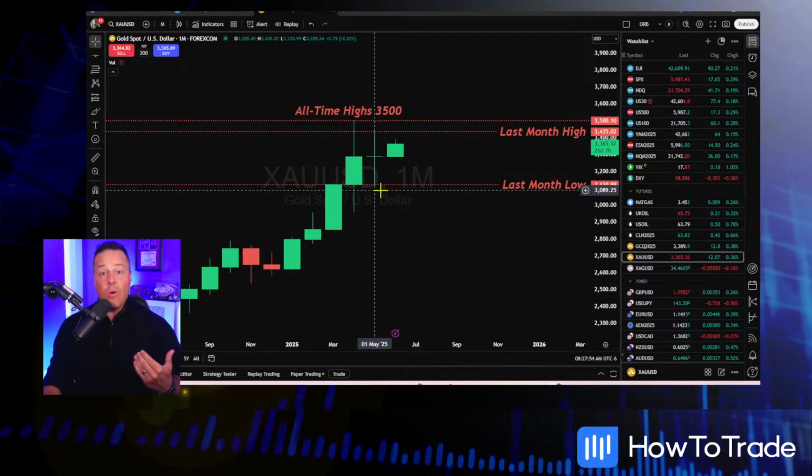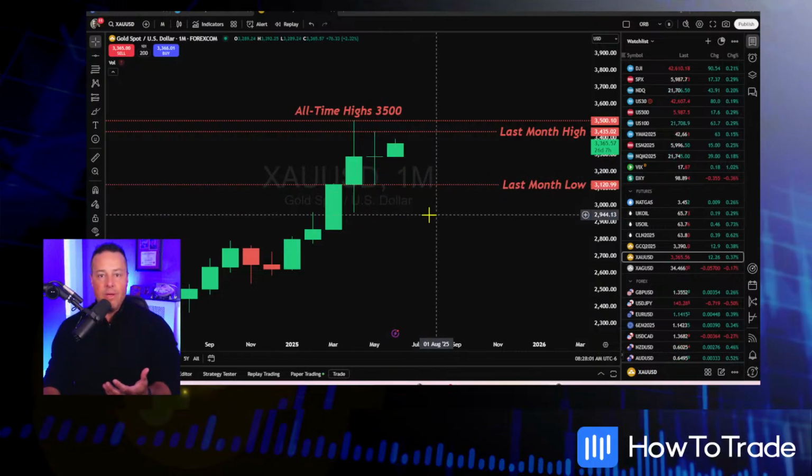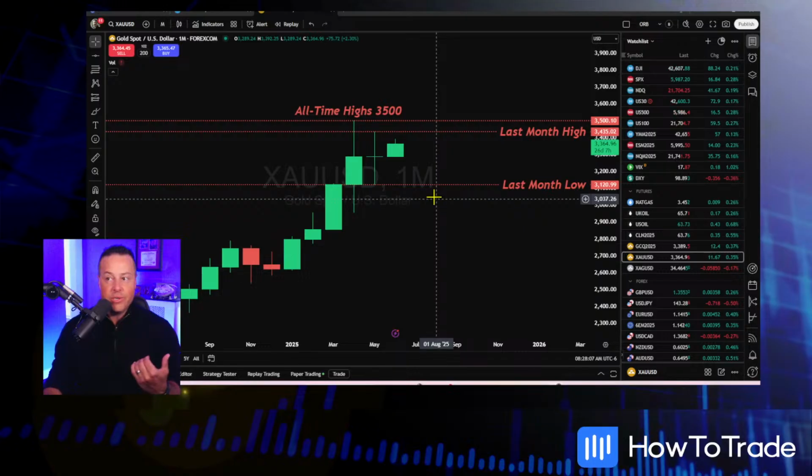What happens with gold? It makes a run at the all-time high, fails. Tries to pull a deep pullback, fails there too. So you're in a complete compression mode. The biggest key number on the board is going to be what? Your all-time high at 3500. Now, here's how you would look at potentially trading that.